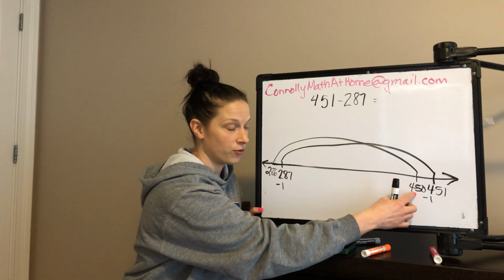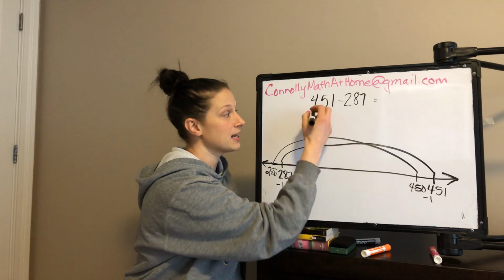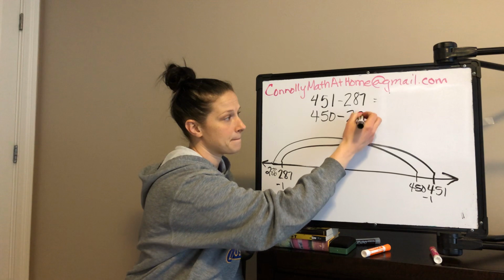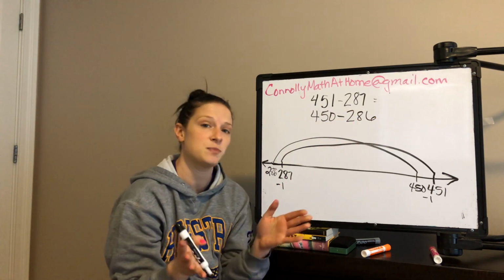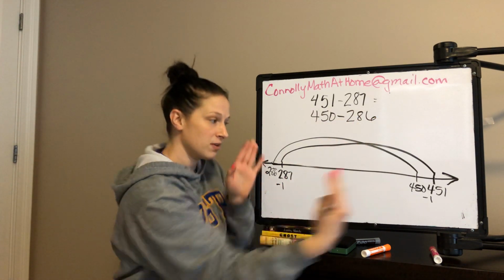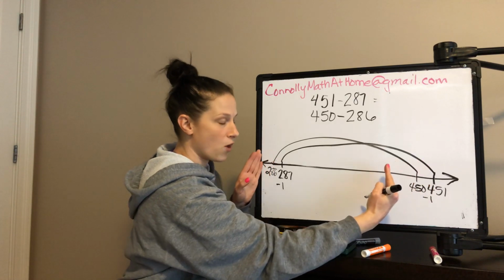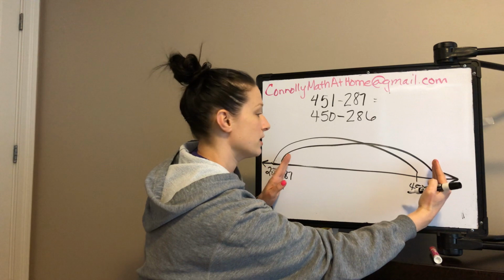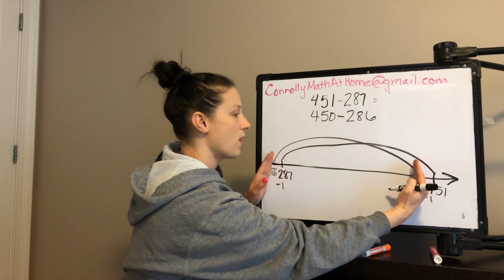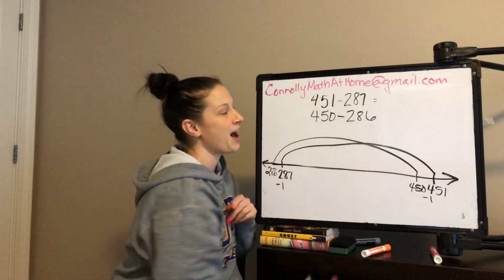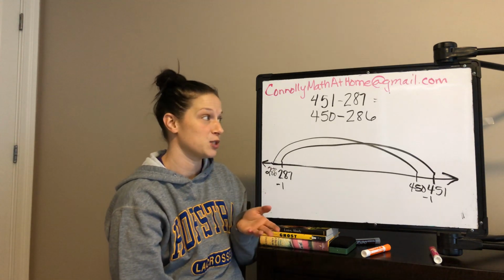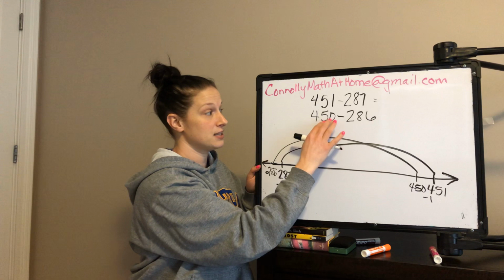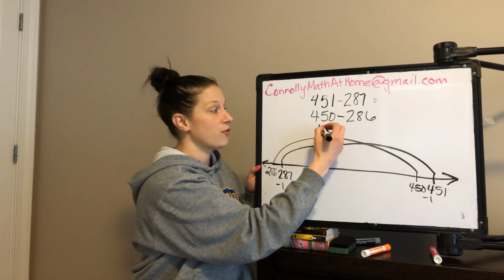Why did I go to 450? Again, because that's a number that's easier for us to work with. Does the distance between the two numbers stay the same if I slide everything this way 1? We just want to make sure the distance is staying the same. So if I was here and I slide over 1 with both of my arms, then I'm keeping the distance between them the same.